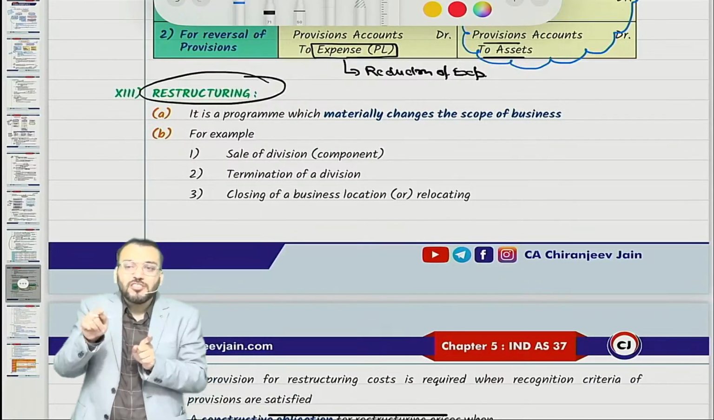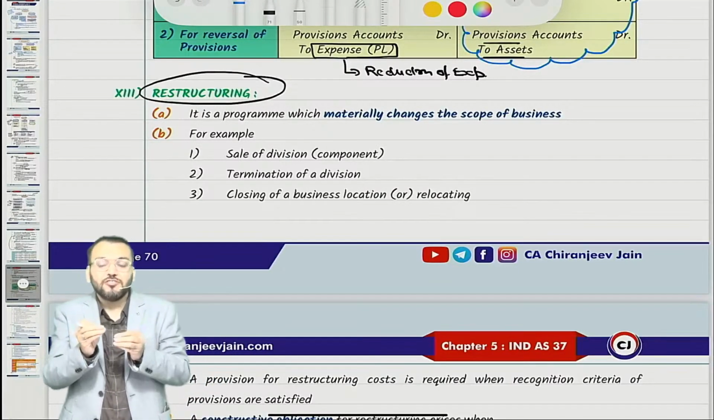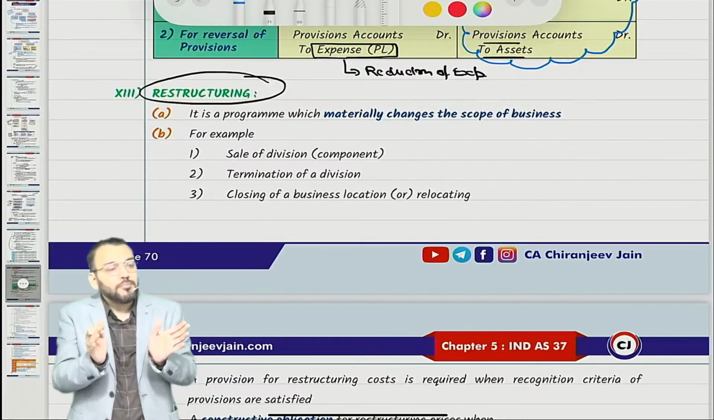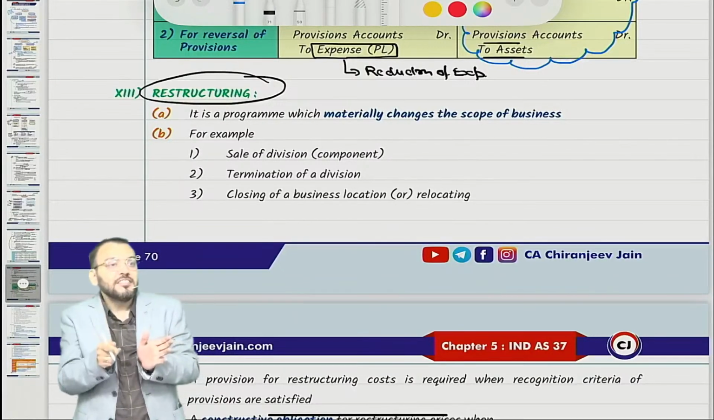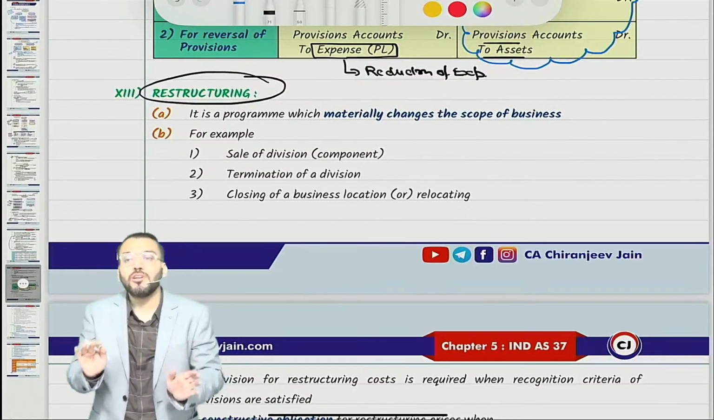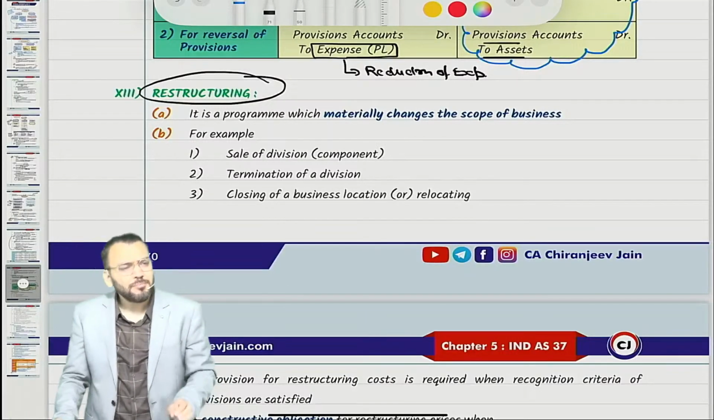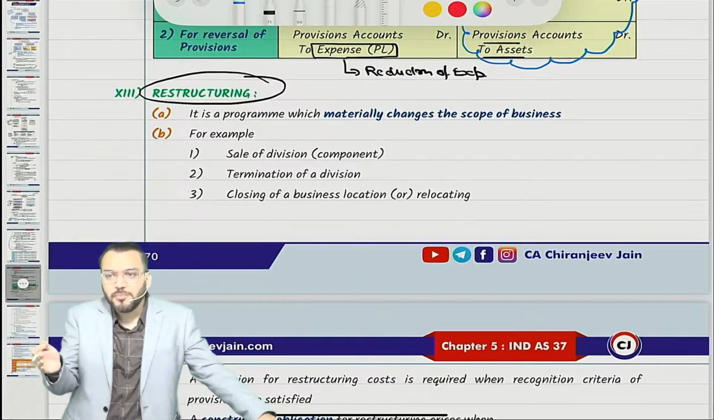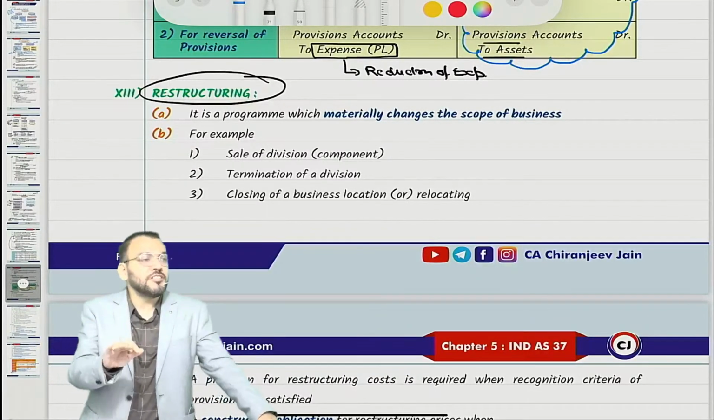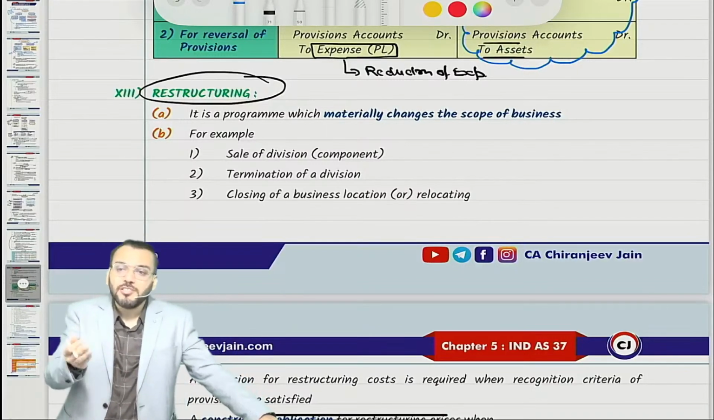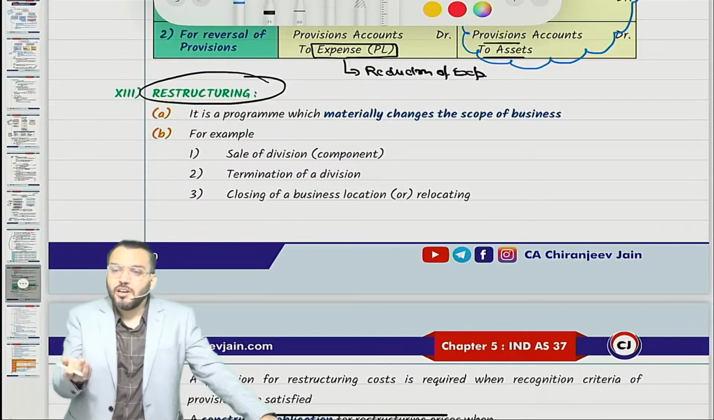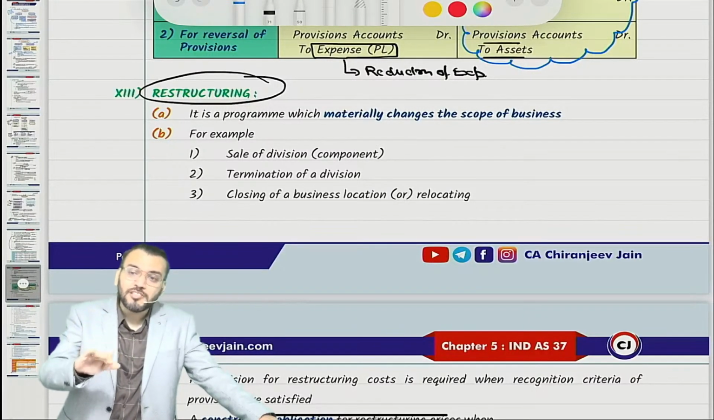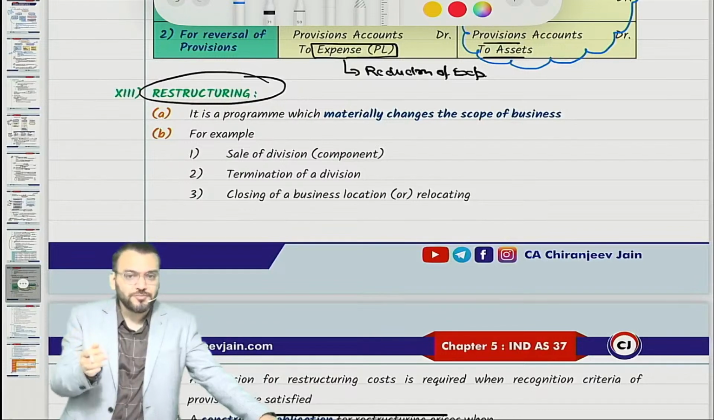And the scope of the business will change materially. Means it is not an immaterial change, it is a material change. So any program which materially changes the scope of the business is known as restructuring. A simple example is termination of one of the businesses. Suppose one entity has multiple businesses and we decide to terminate one business. This is restructuring. Or it can be sale of one division, termination of one division, or shifting from one location to another location.